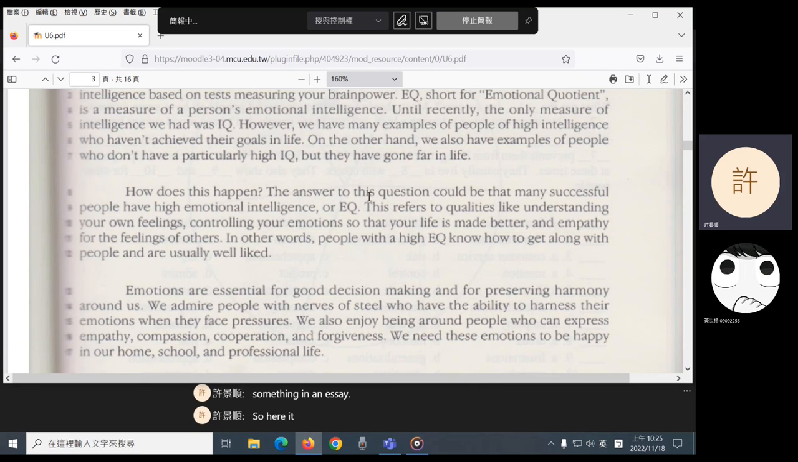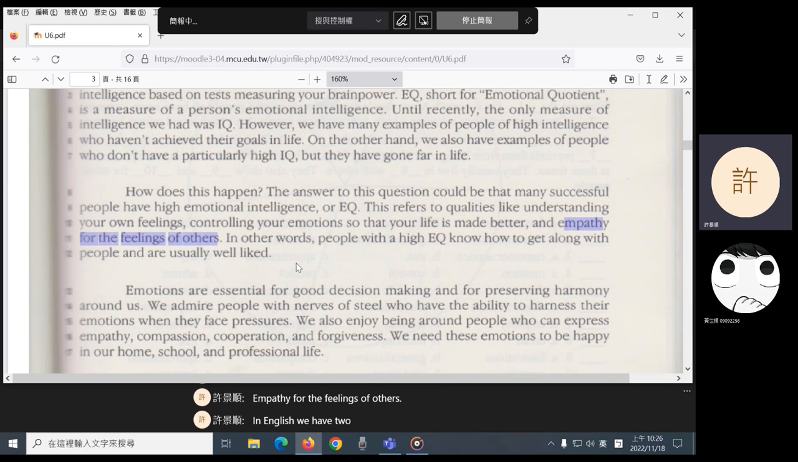So here, it explains EQ by referring to its qualities, 一些特质. So it doesn't give us a dictionary definition. If you look at a dictionary and you look up EQ, it will have like a specific idea that fits this word. But here, instead of giving us that definition, it gives us examples of EQ. This is another classic way to help your reader understand. Give examples. So, like. Or another way to say this is such as. So these are examples. Understanding your own feelings, controlling your emotions, and empathy for the feelings of others.